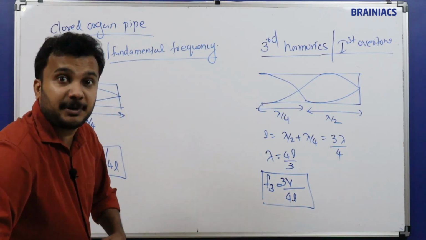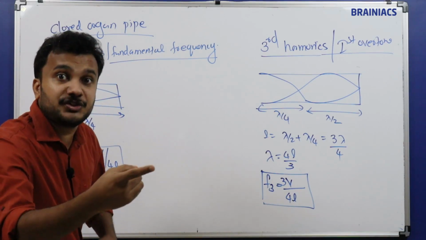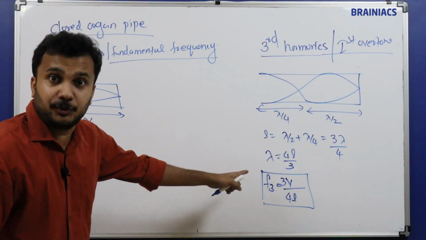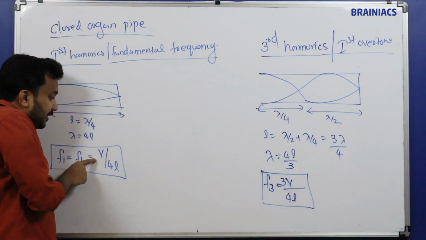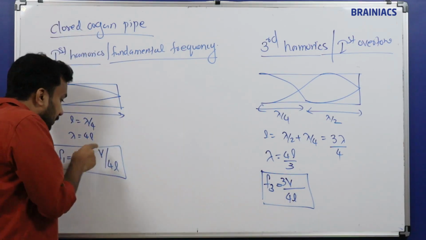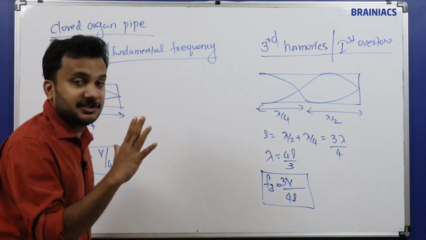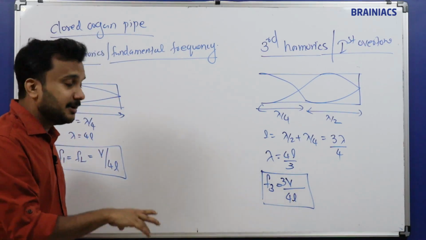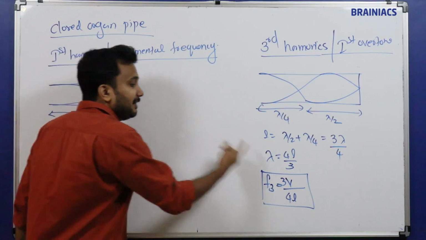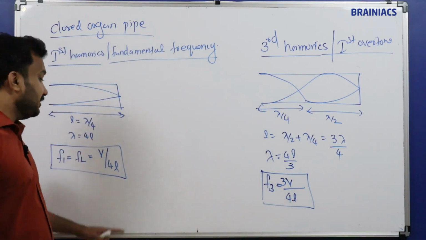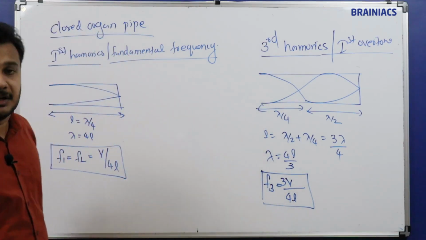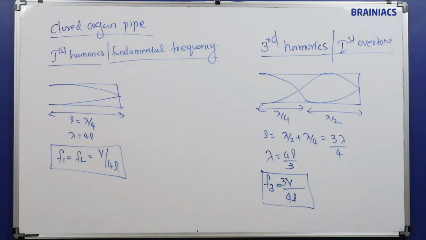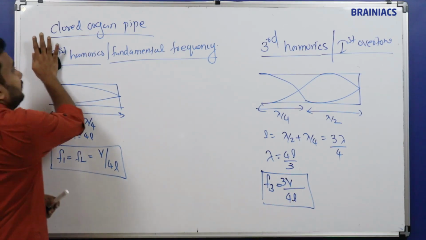But in an open organ pipe, F2 is equal to 2 times F1. Because if you multiply by 2 here, you get the second harmonic. But that is not possible in a closed organ pipe. So the next number is 3. If you multiply 3 by V by 4L, this is 3 times the fundamental frequency. So that's what is called the third harmonic or the first overtone. Okay, we'll go to the next one.